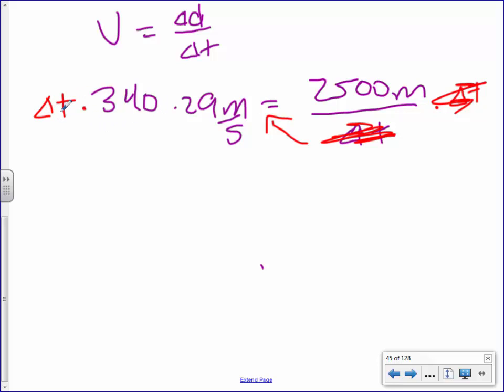Now t is no longer by itself. It's actually next to the number 340.29. So I've got to divide both sides by 340.29.